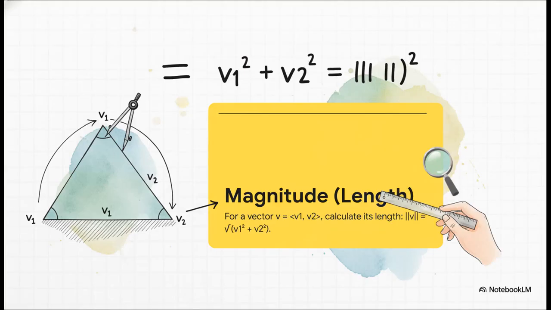So we know a vector has magnitude, right? The how much part. But how do we actually find it? Well, that's where this formula comes in. You'll see it written with these double bar symbols. And if that formula looks familiar, it should. It's literally just the Pythagorean theorem. You just square each component of the vector, add them together, and take the square root. That gives you the vector's length.